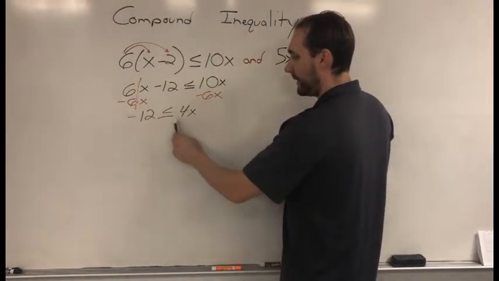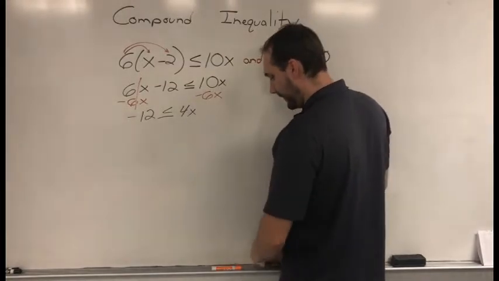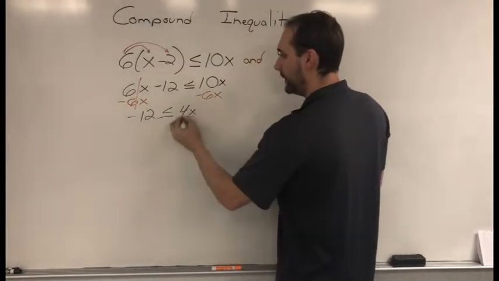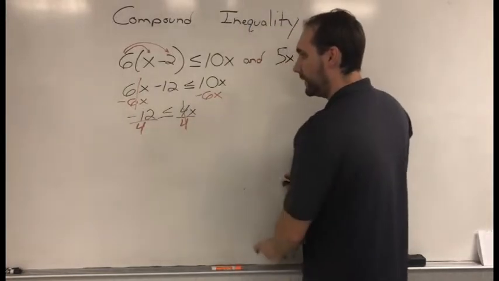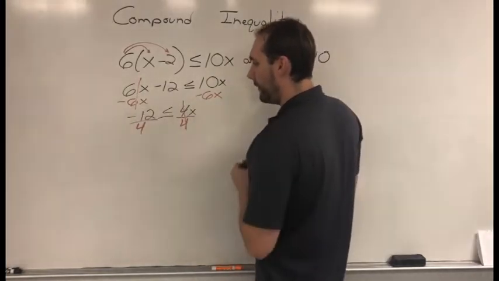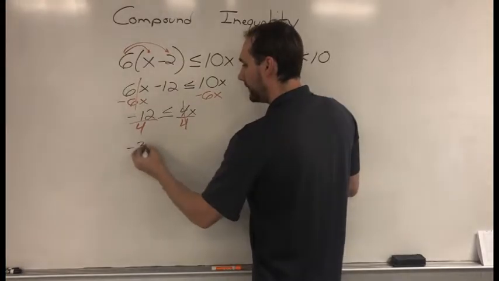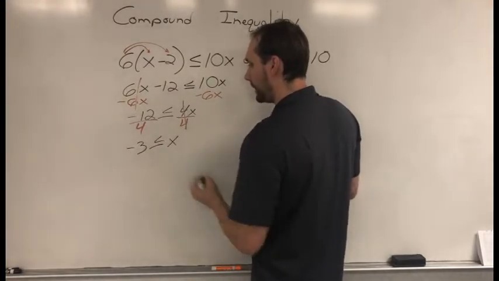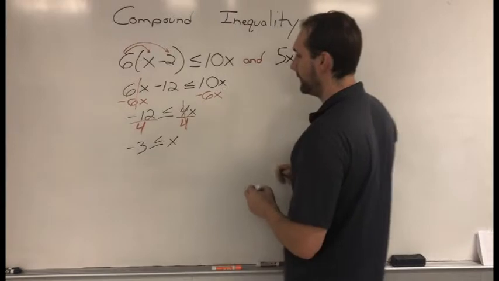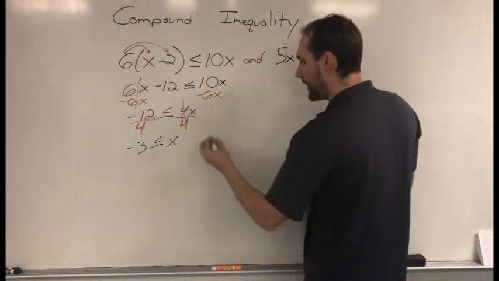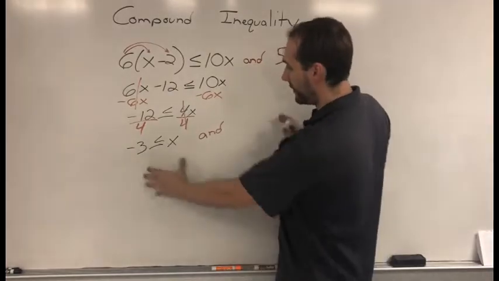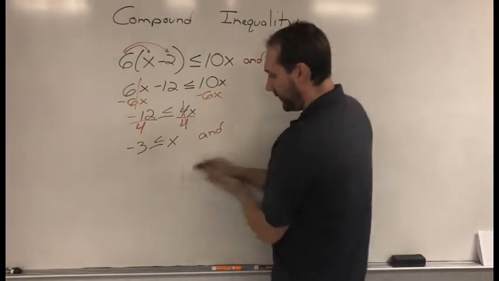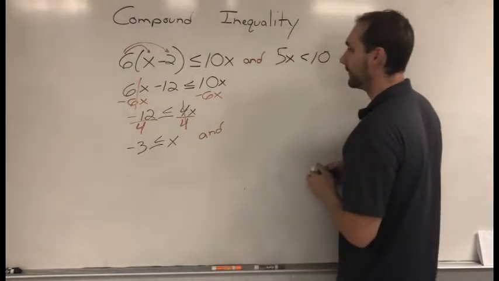Last but not least, I need to get rid of this 4 on my x. What's the opposite of multiplying by 4? Divided by 4. That'll cancel. Negative 12 over 4 is negative 3, less than or equal to x. So there's my first solution. Again, we were talking about an "and" type of problem. And remember, "and" is intersection. So I want to figure out where these two lines intersect, come together.